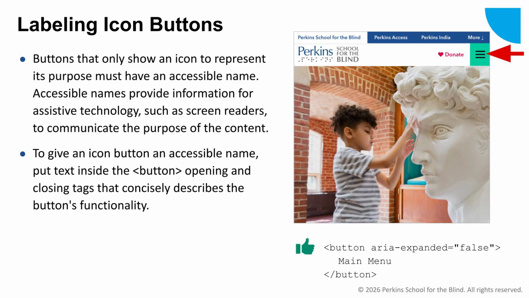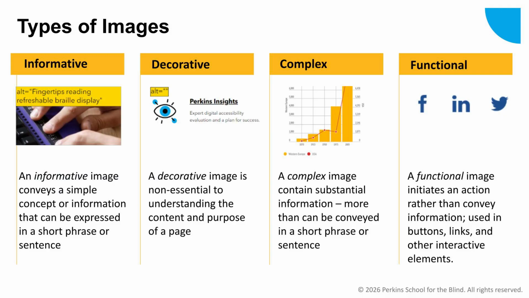However, it actually does have text in it. It's just visually hidden. Let's talk about images. Images that don't have descriptive alternative text are a barrier for people who cannot see the image. This can be incredibly confusing if the image is providing visual information that non-sighted users would miss.